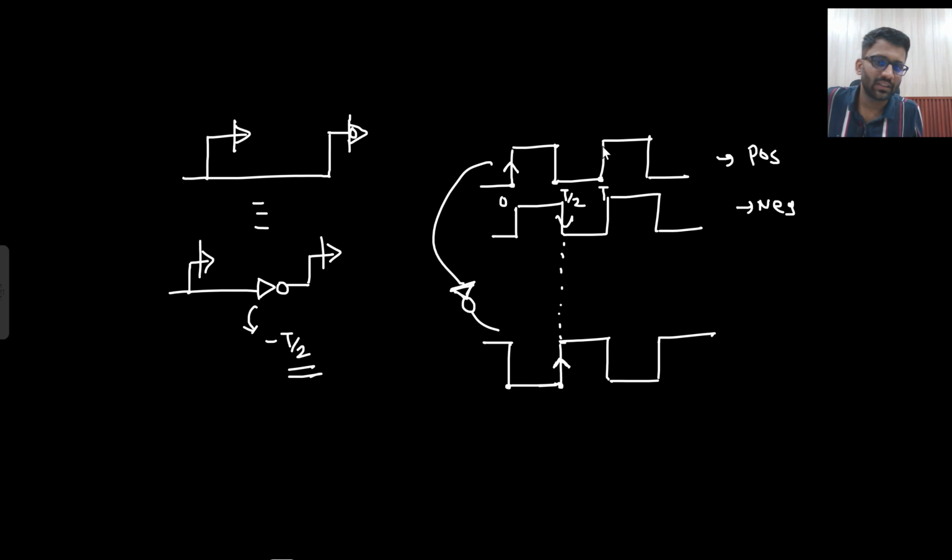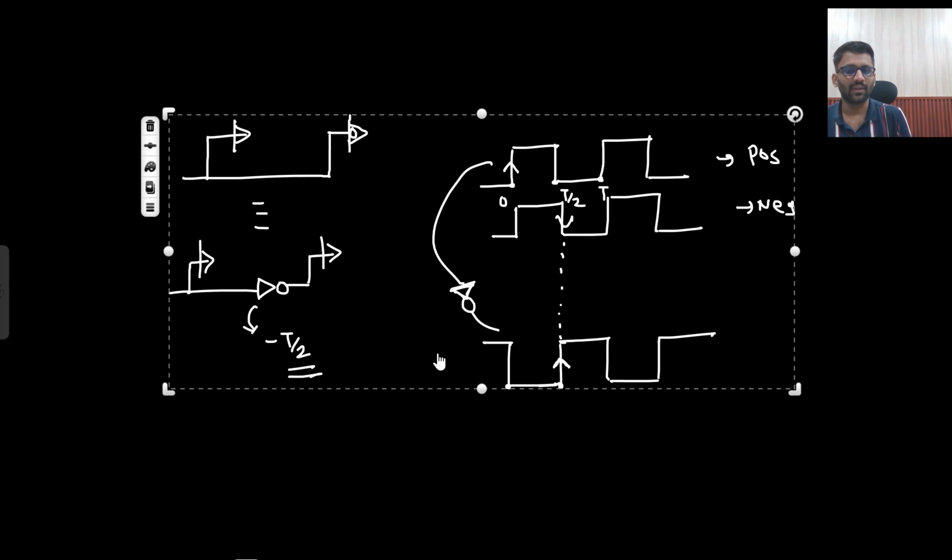If I shift this back by T by 2, what will happen? This 0 will come here, this 1 will come here, then another 0 will come here. So this waveform only you will get, no? So this inverter just provides a phase shift of T by 2. Do you agree to this point or not? It provides a phase shift of minus T by 2.